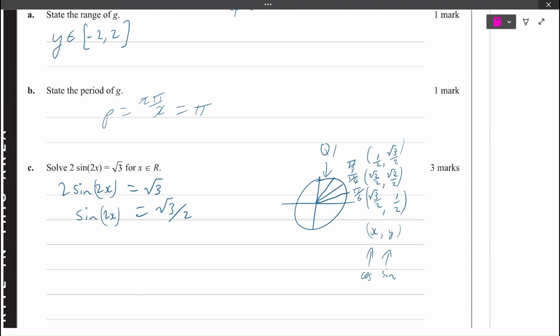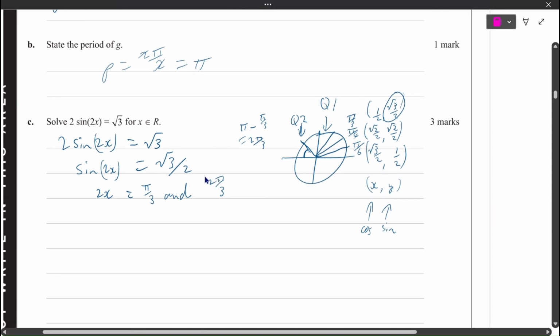So now we know that root 3 on 2 is this one right here, which is pi on 3. However, pi on 3 can also occur right here. This angle here can also be pi on 3. So therefore, since it is in quadrant 2, where sine is also positive, we can do pi minus pi on 3, which equals 2 pi on 3. So therefore we know down here 2x equals pi on 3 and 2 pi on 3.